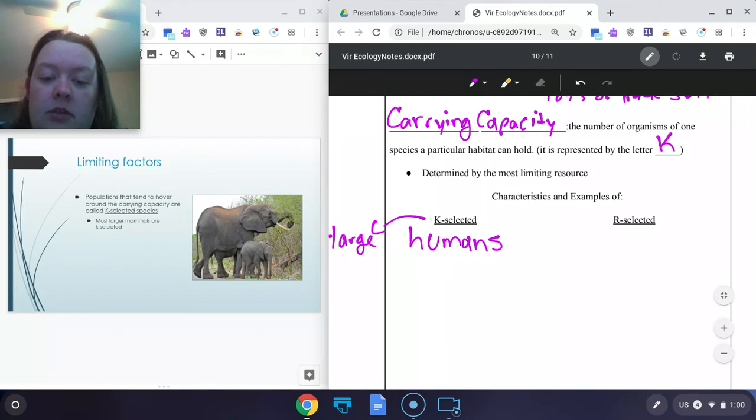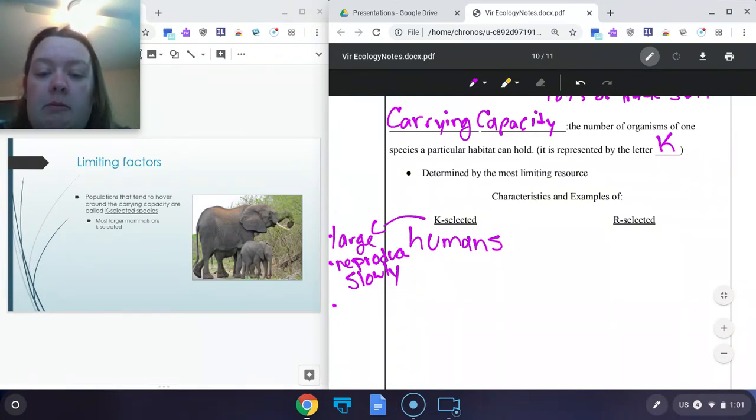Larger organisms that reproduce slowly, meaning they only have 1 or 2 babies at a time, and the time it takes that baby to be born is going to be higher. So humans, it takes 9 months for a baby to develop and then be born. They also provide lots of parent care.